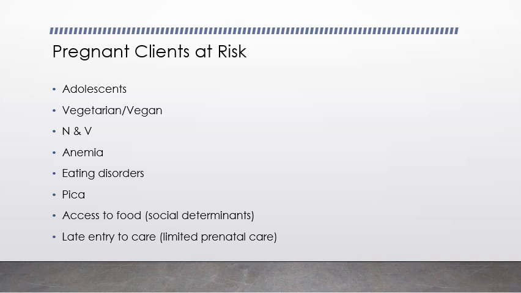We also have to worry and pay particular attention to vegetarian clients and vegan clients because they don't have that variety of protein sources. So we may have to get creative with those protein sources for them. Clients that have hyperemesis are also going to be at risk. Pregnant clients with anemia, those with eating disorders, so bulimia and anorexia nervosa.